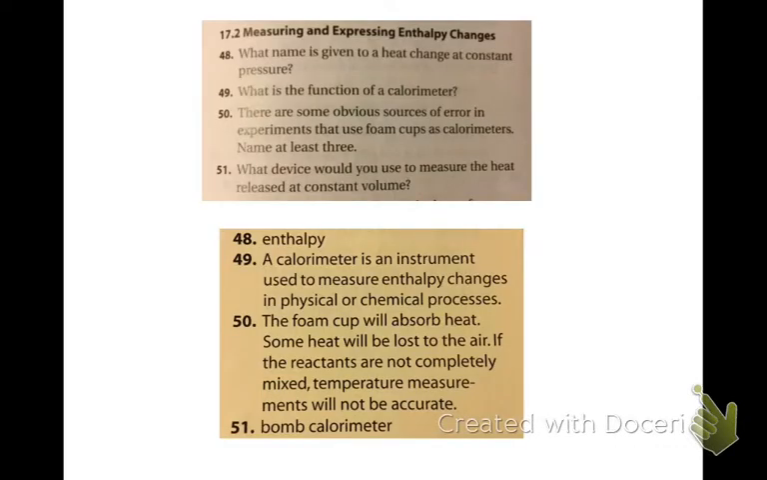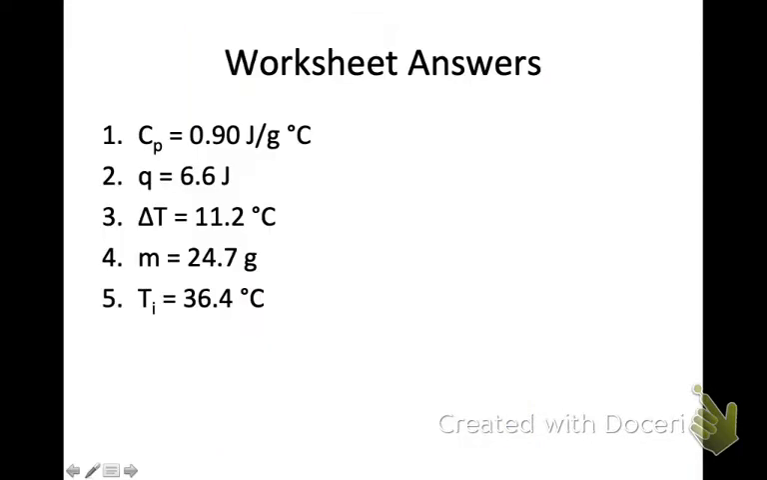And here's the answers for 48 to 51 from your textbook. Again, there's no math here, so I just put the answers for you right below the questions on this slide. And then the last thing that I have here are the answers to the worksheet problems. So take a look at those.